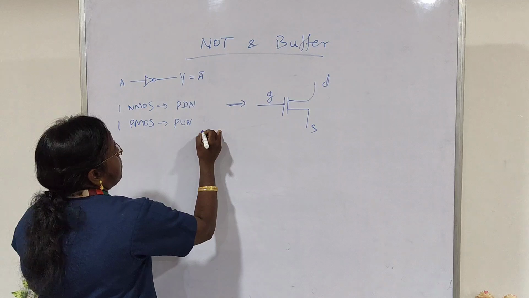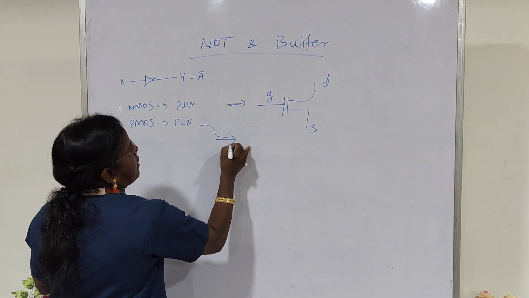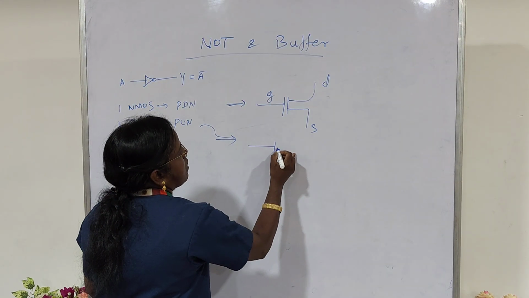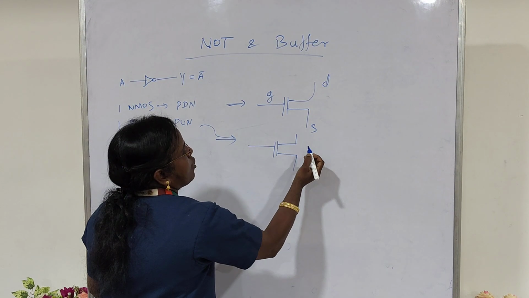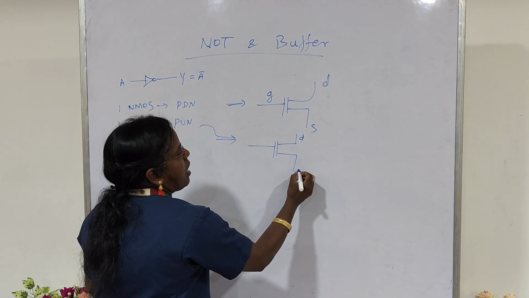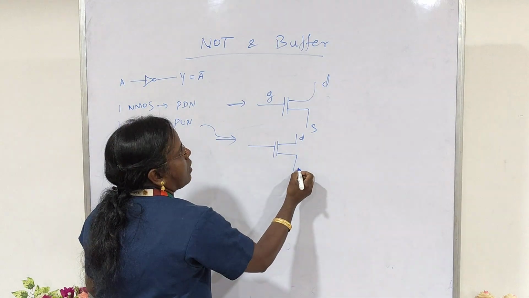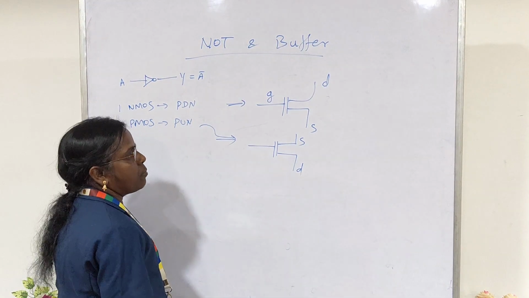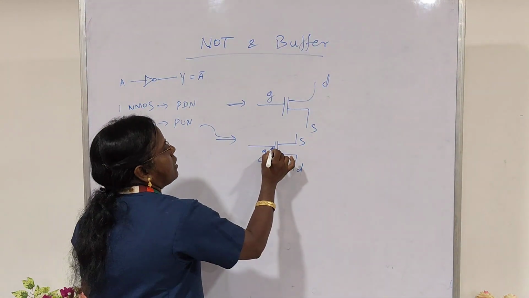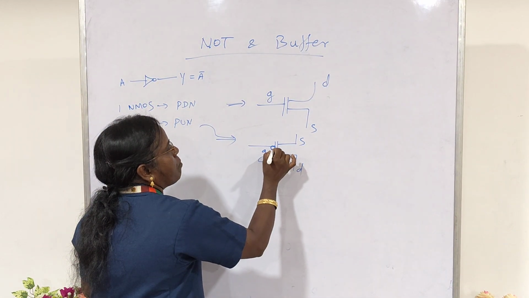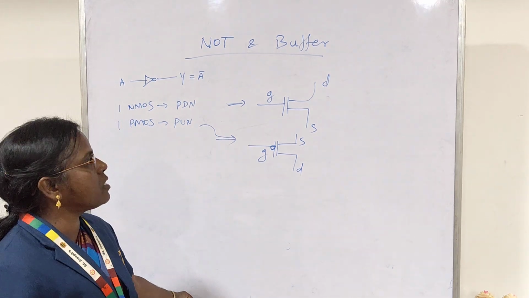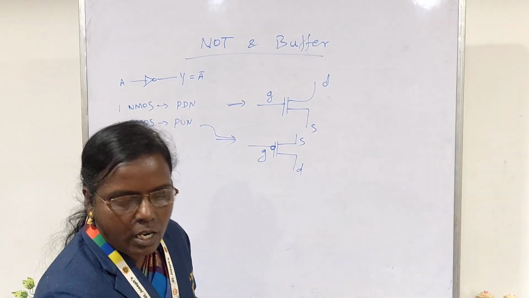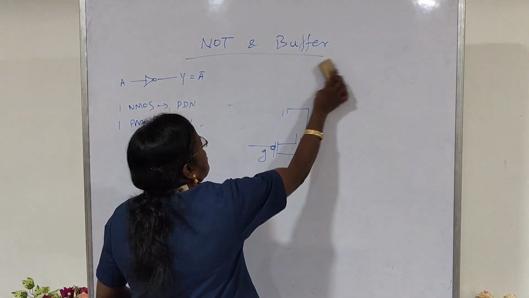In the same way, for the PMOS symbol, right, for implementing the pull up network, we have to use the PMOS transistor. The PMOS transistor symbol we can draw in this way, right? So the top terminal should be the source terminal and the bottom terminal must be the drain terminal, and this is the gate terminal, and here at the gate terminal we have to insert one bubble in the symbol of the PMOS transistor. So this is how we can draw the symbols for PMOS and NMOS. Now how can they be configured in the CMOS logic?